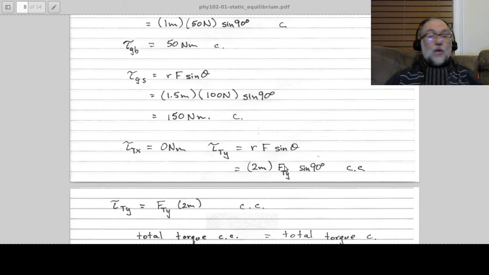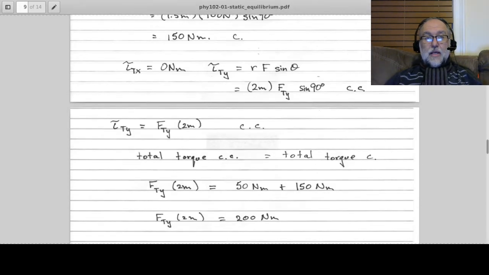The FTY, we don't know how big that is, so just leave it as its symbol. And sine of theta, well, we do know it's 90 degrees, so sine of 90 degrees is 1, and we also know that that force is going to give you a counterclockwise torque. Now we're going to balance the clockwise and the counterclockwise torques. This over here is just a continuation of that. So tau TY, the torque due to the tension in the Y direction, is going to equal the force due to the tension in the Y direction multiplied by 2 meters, counterclockwise.